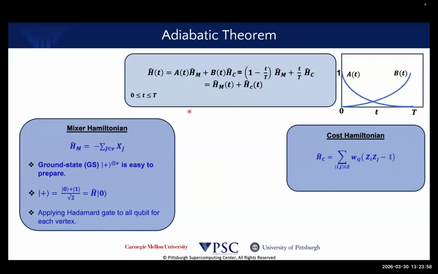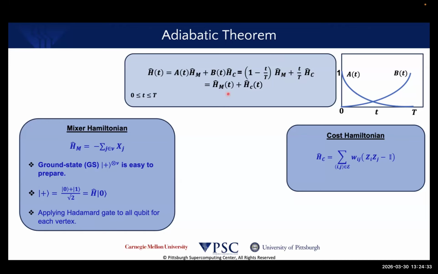Mathematically, we have to define a Hamiltonian such that we have both terms, the mixer and the cost Hamiltonian, and A(t) and B(t) are the time-dependent terms given by this expression. You can see that when t equals 0, the cost term does not contribute, and the Hamiltonian is totally contributed by the mixer Hamiltonian. But as we increase the time and reach time capital T, this term becomes 0, and we only have the cost Hamiltonian term.